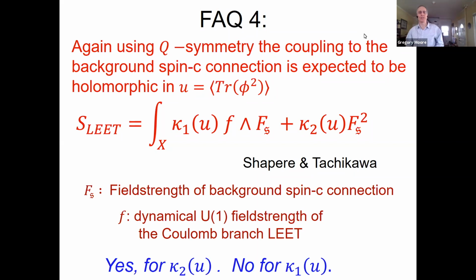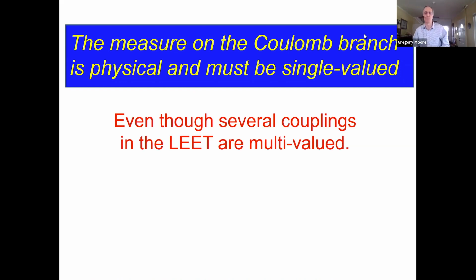Okay, the answer is yes, kappa 2 is holomorphic. No, kappa 1 is not holomorphic. And at least for me personally, this is a huge big deal. So let me stress this. I think an important physical principle is that the measure on the Coulomb branch is physical and should be single valued. The Coulomb branch is physical, and I think the Coulomb branch measure should also be physical, and you shouldn't have to go to something like a finite cover of the Coulomb branch to get a good measure.